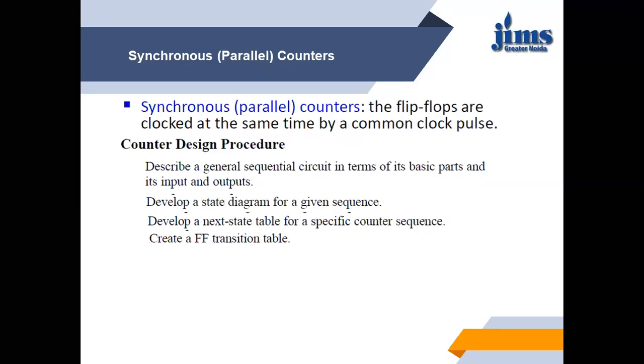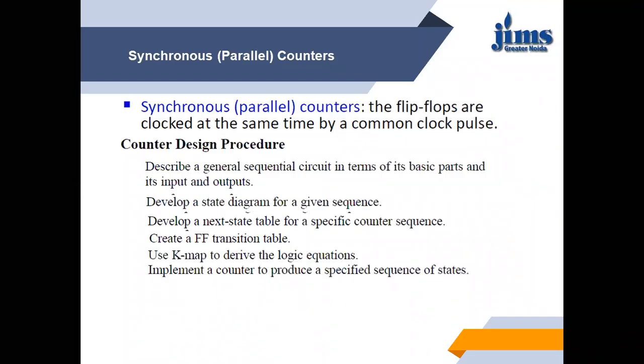We have discussed the transition table, which says that we know the present state and the next state, and we have to find out the input to that particular flip-flop. That is the transition table. So first we draw the state diagram, then construct a present state next state table. Then with the help of the present state and the next state, we find the input combinations for that particular present state and next state.